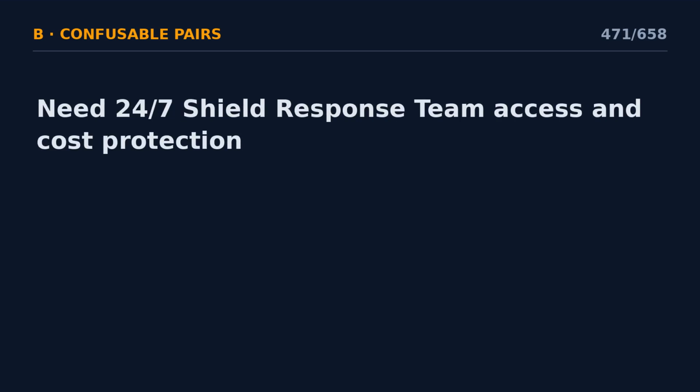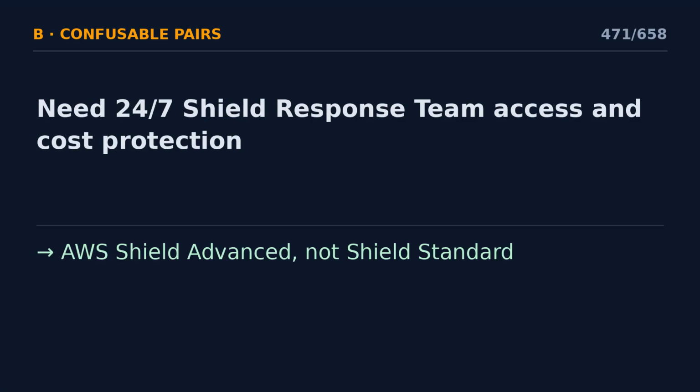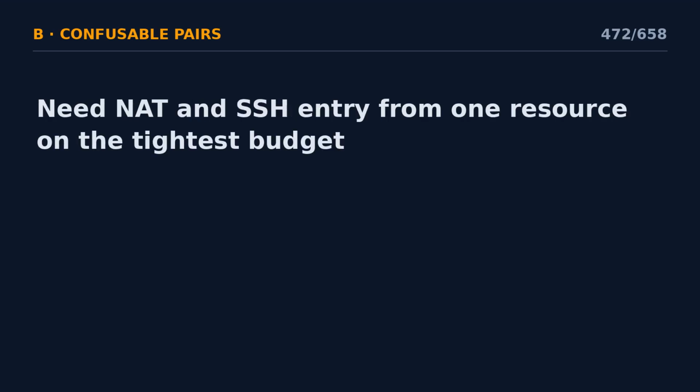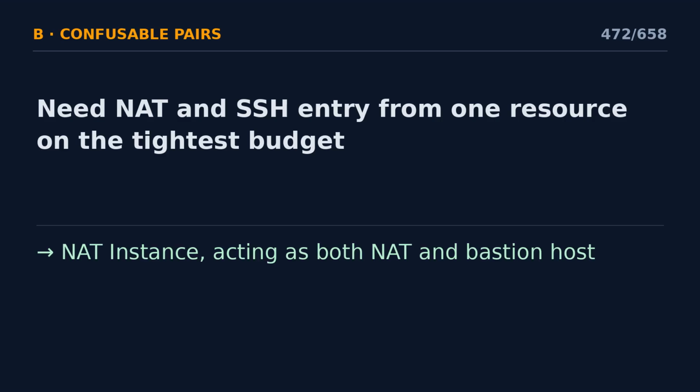Need 24/7 Shield response, team access, and cost protection. Answer: AWS Shield Advanced, not Shield Standard. Need NAT and SSH entry from one resource on the tightest budget. Answer: NAT instance, acting as both NAT and bastion host.